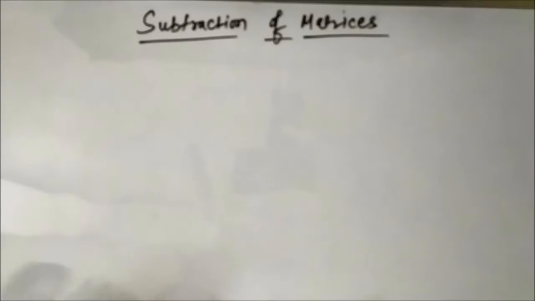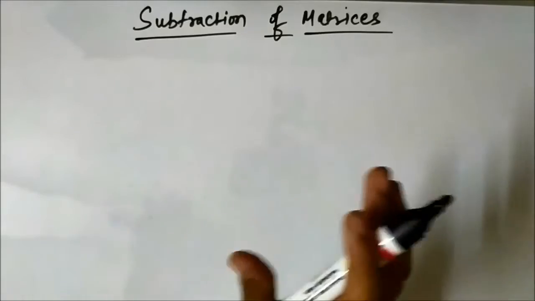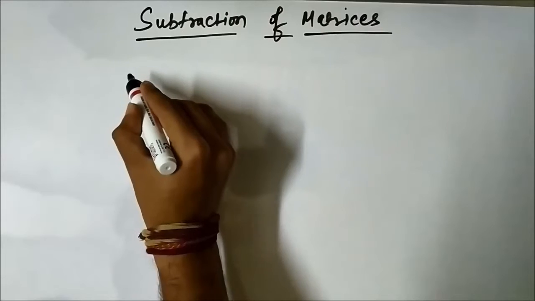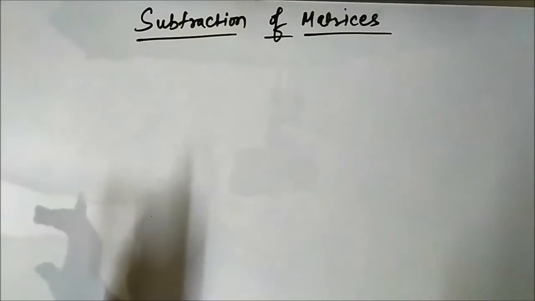Hello friends, in this video we are going to discuss the next basic operation associated with matrices, which is the subtraction of matrices. Now, like addition of matrices, the subtraction of matrices also requires one basic condition. If we want to subtract two matrices, they need to satisfy one condition, which is that they should be of the same order. The order of the two matrices should be equal.